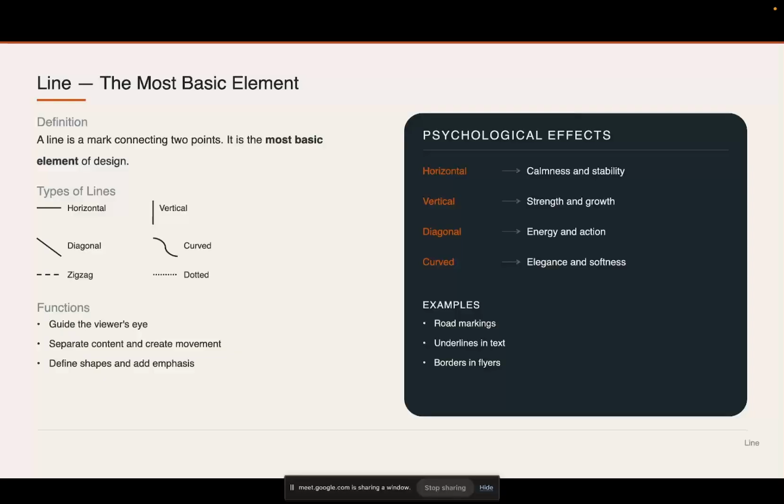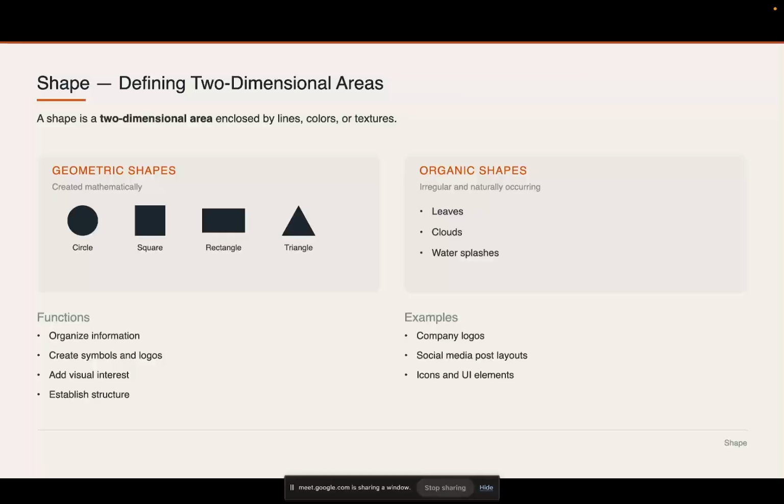They also have curved lines which are softer and more elegant in different ways. So they are used in road markings, to underline text, for borders and flyers, and so on and so forth. So shapes, most times they are in two dimension. They are geometric shapes, and they are used most times to either build or tear down. But mostly they are used to build.